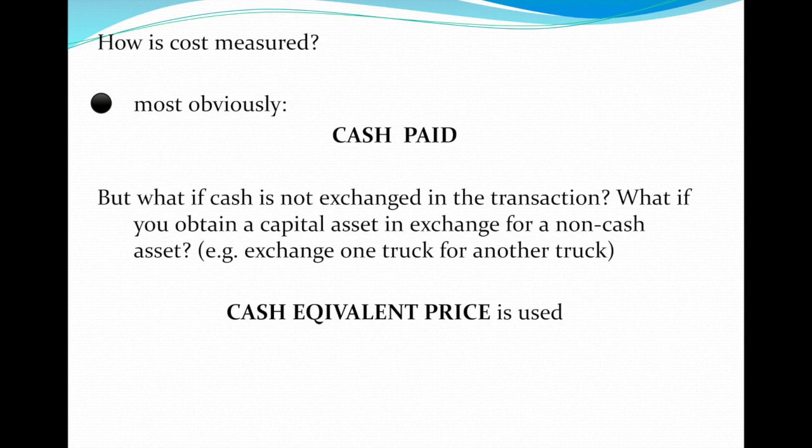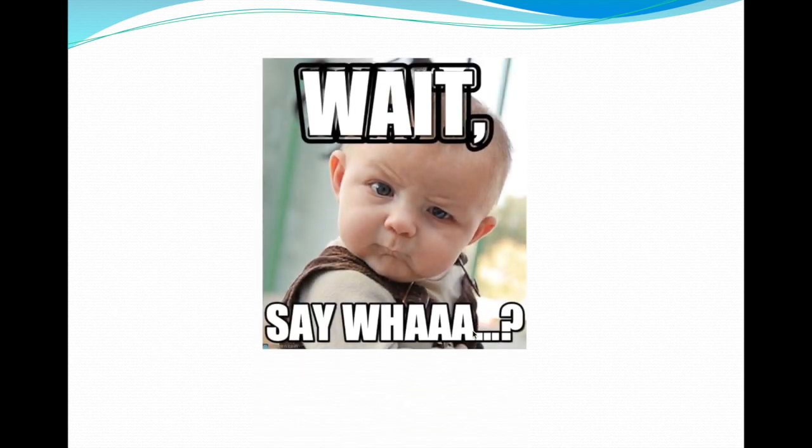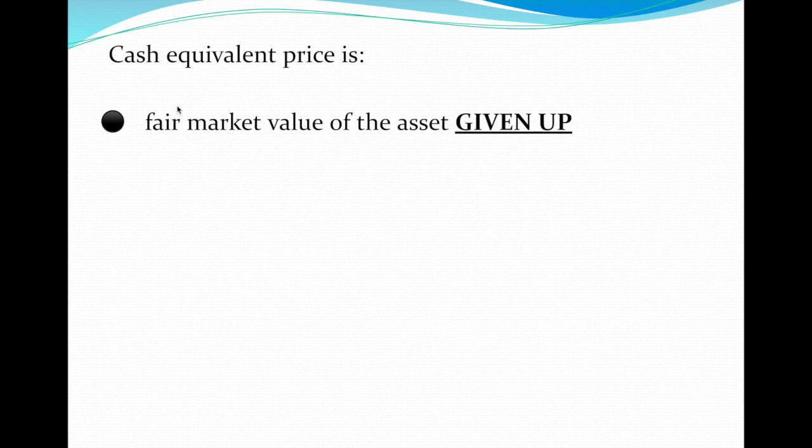And so when that happens, we use the cash equivalent price. But the important note of a cash equivalent price is that it's the fair market value of the asset given up. So to sum up, if you don't pay cash for a capital asset, if instead you trade, then when you record it, you record the fair market value of the asset that you gave up, not the asset that you got. So it's tricky, you got to remember that.